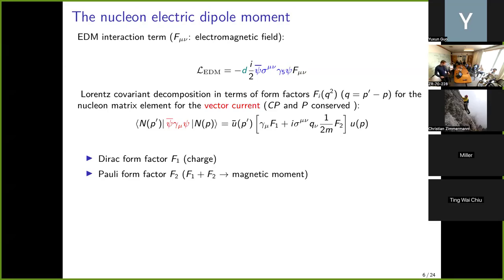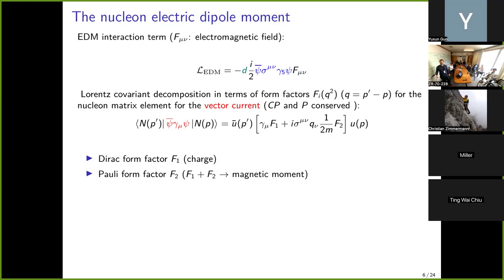And so what do we have to do in order to calculate these things in QCD? Well, we consider a matrix element of the nucleon of a vector current and make a Lorentz covariant decomposition and see if we can identify a term which is proportional to something like that. If CP and P are conserved, the decomposition looks something like this.